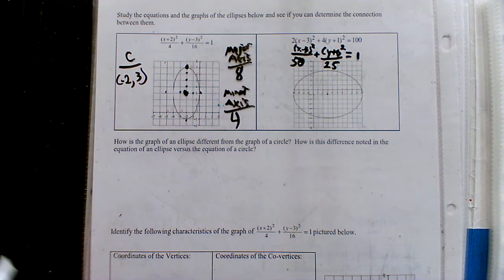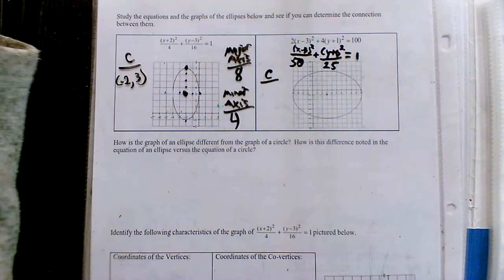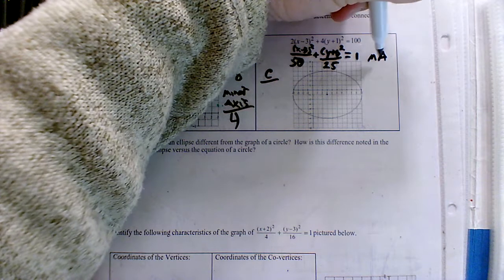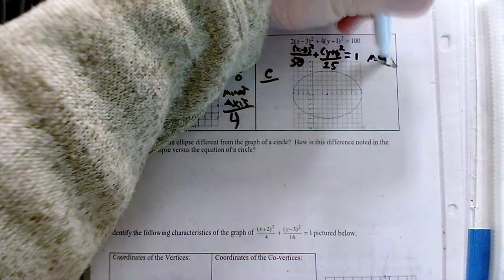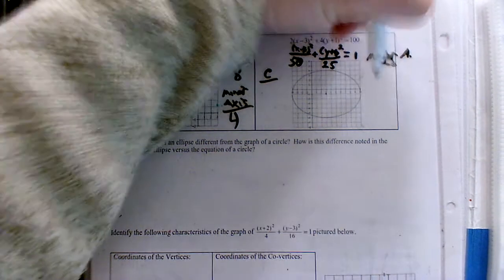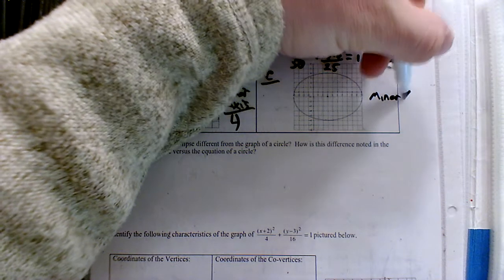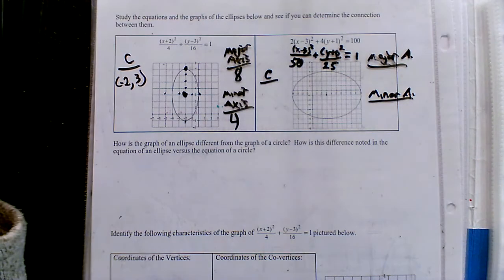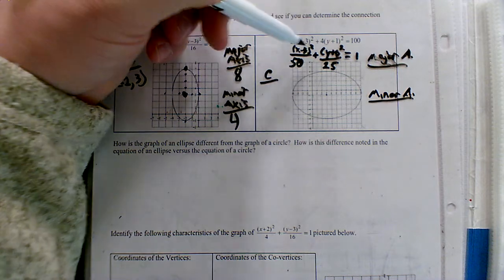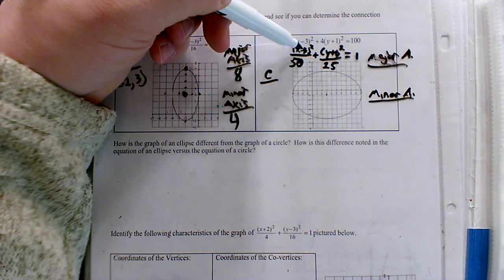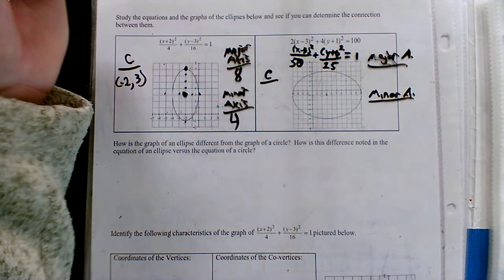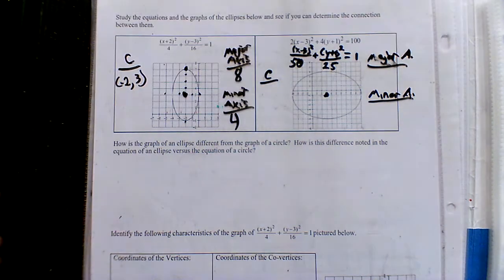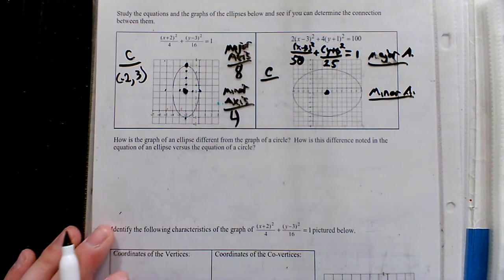So now it looks like the same format. So we can try to find the center, the major axis, and the minor axis. So the center, we look at it like the circle. Well, it has to be the opposite, so 3, negative 1. So 3, negative 1, well, that is the center, just like in our picture.